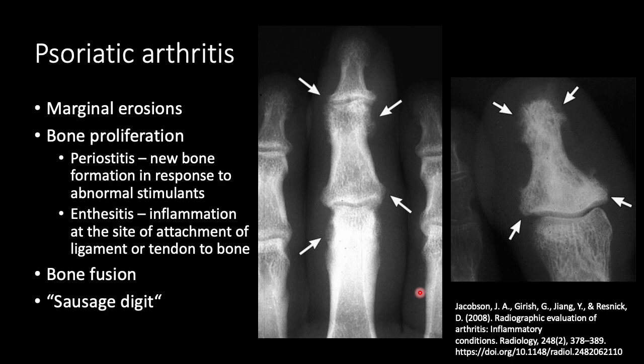Remember we talked about correlating with clinical findings earlier, and in psoriatic arthritis there may be evidence of rashes on physical examination, but in some people the arthritis may precede skin changes.